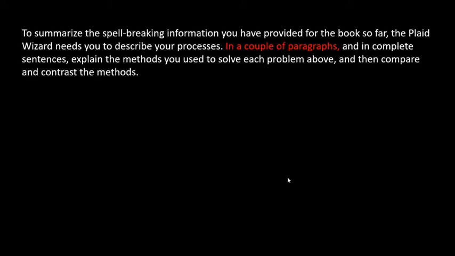Finally, I need to summarize the spell-breaking information that we have provided so far in a couple paragraphs and in a couple complete sentences. Explain the method you used to solve each problem above, and then compare and contrast the methods. So you don't have to type up every single little thing you did. However, you do need to provide, I would say, maybe a 2 to 3 sentence explanation per problem. It needs to be complete.